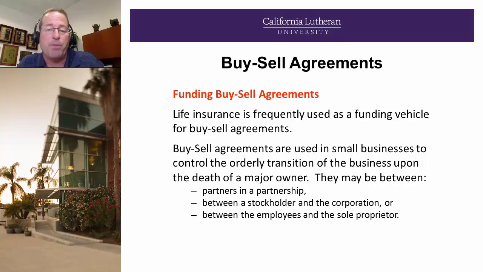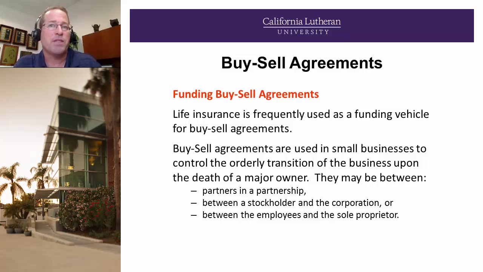Buy-sell agreements are used in small business to control an orderly transition of the business upon the death of an owner. They may be between the partners in the partnership, between a stockholder and the corporation, or between the employees and the sole proprietor. A common example of a buy-sell would be when you have two doctors as partners and their spouses are non-doctors. Well, if one of the partners was to pass on in a community property state, the non-doctor spouse would be half owner of that medical group. And you can't own a medical group if you're not a doctor. So it creates a problem.